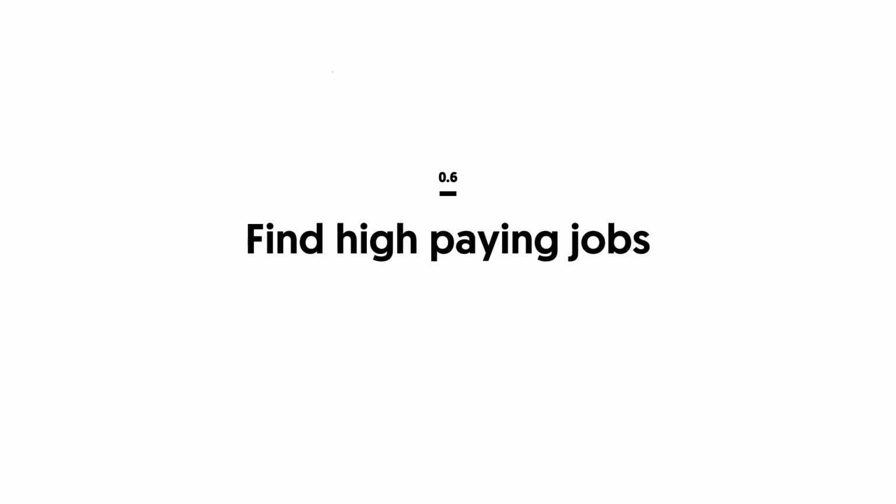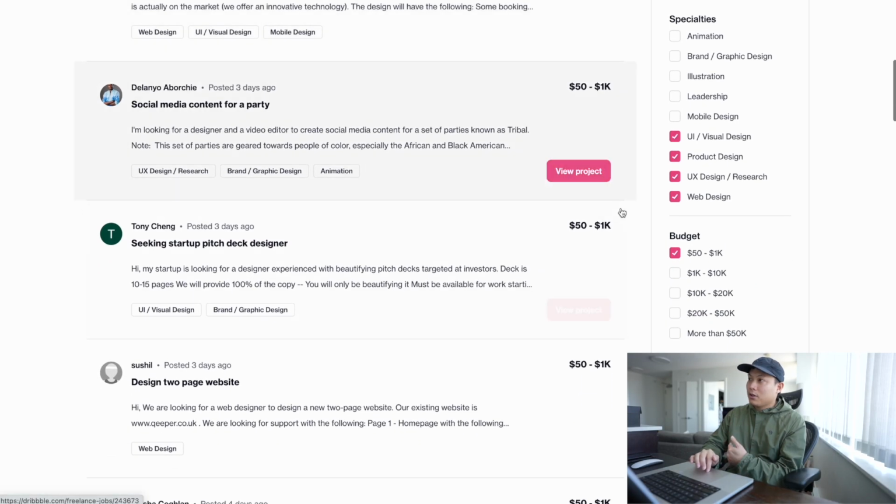Last step, I know this video is long, but this is the last step. Last step, finding high-paying clients. So how can you find high-paying clients? For high-paying clients, again, you can go back to Dribbble. You see that they have a budget section here, right? That's the super cheap section. If you feel like, I'm worth a lot more than $50, are you kidding me, right? Then you can go for like 1K, 10K, 20K, right?